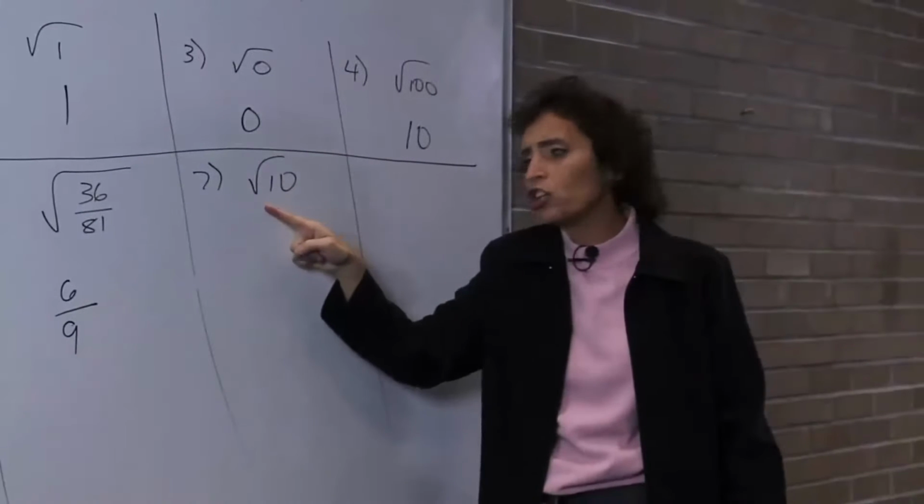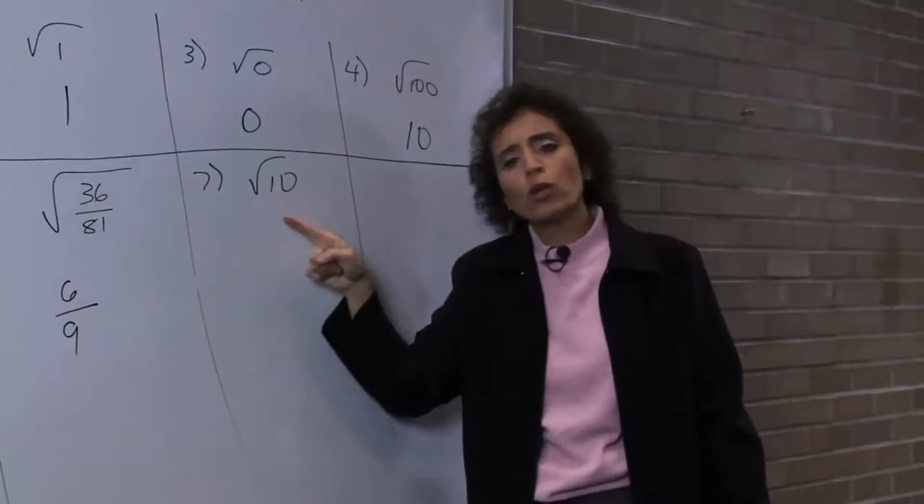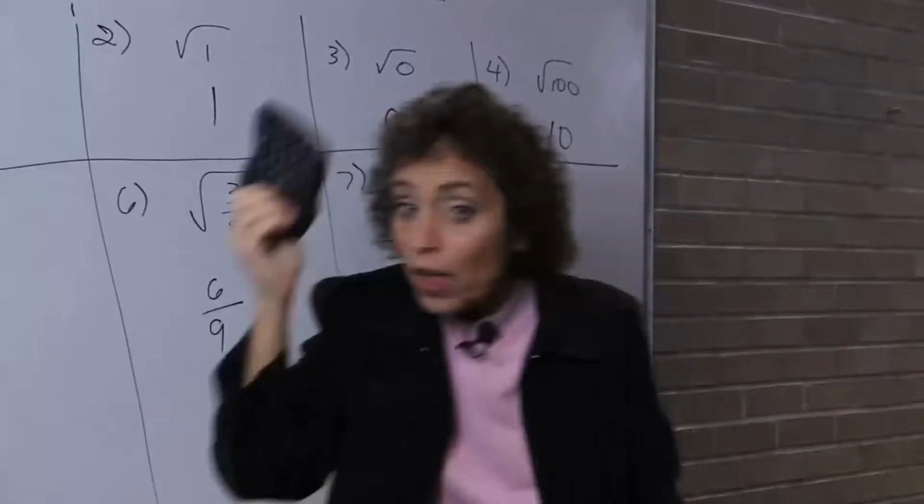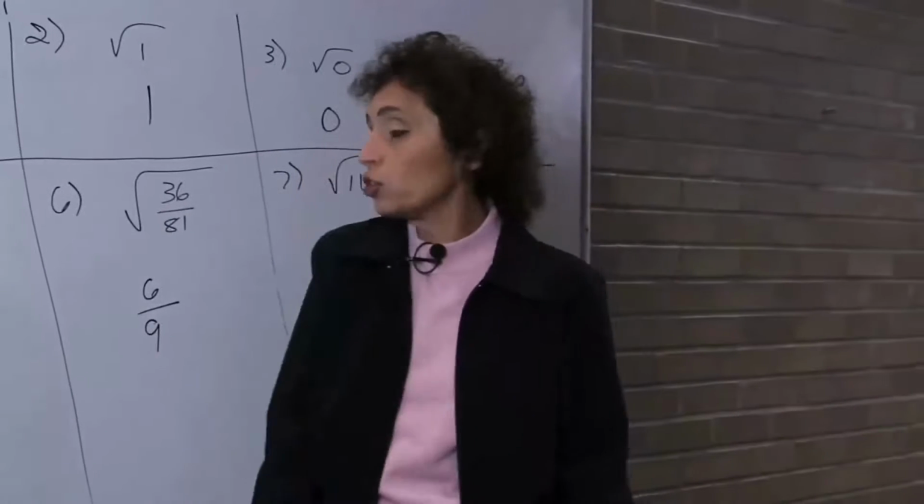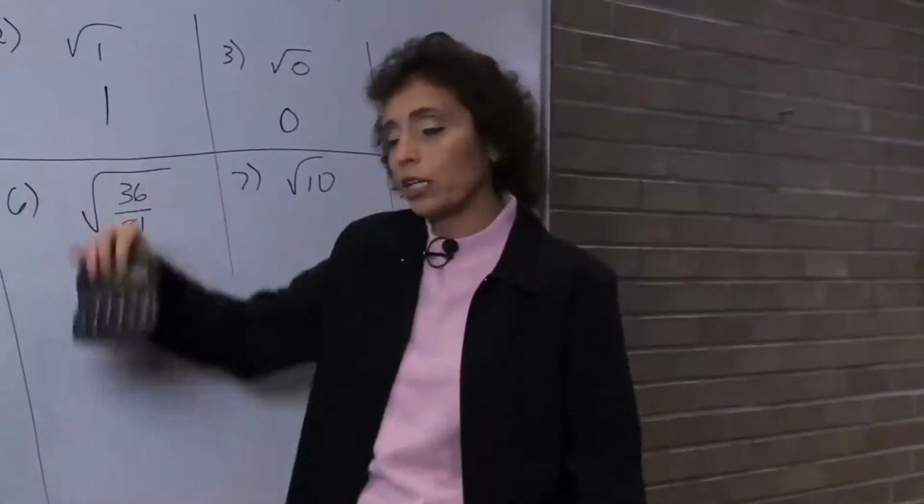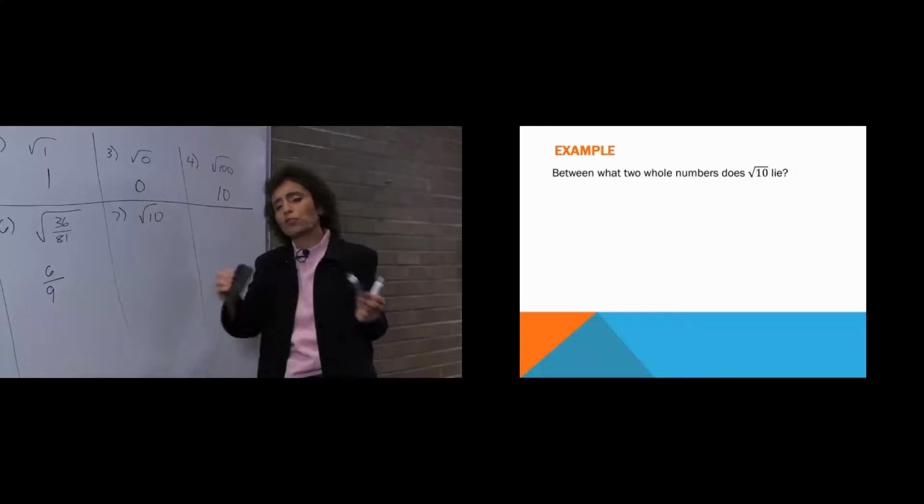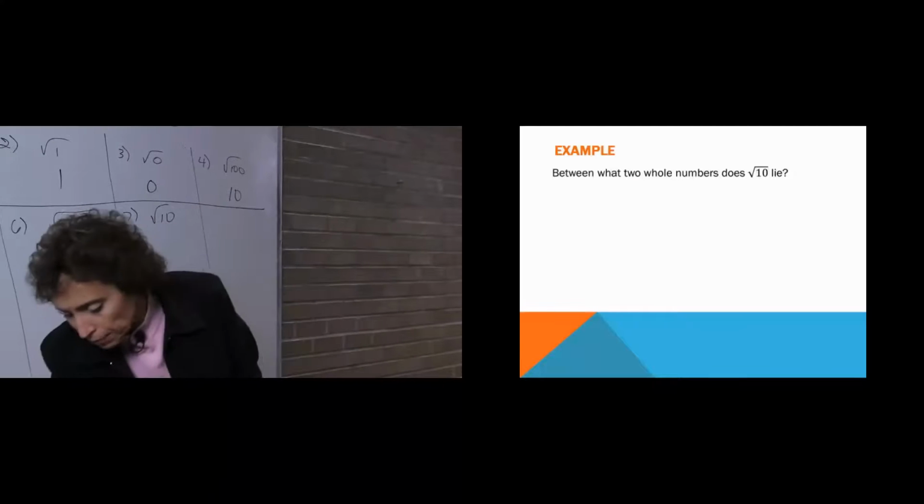So the best we can do here is tell you between what 2 perfect squares 10 is, or use a calculator. We could use a calculator to tell you what the square root of 10 is. It has a little square root symbol on it. But I'm going to first show you how you would tell you between what 2 whole numbers this lies. So let's take a look at that.